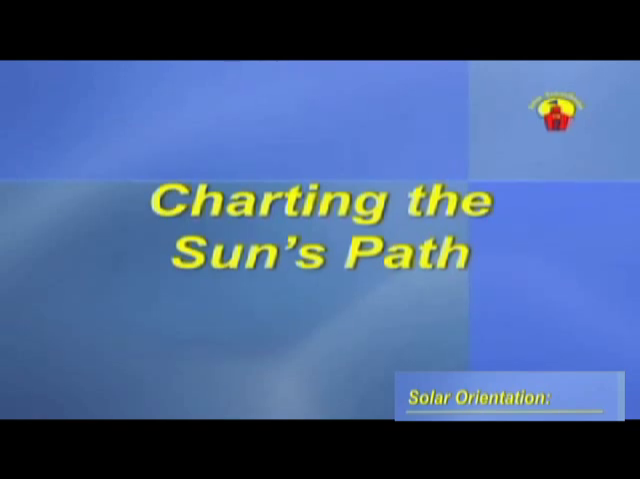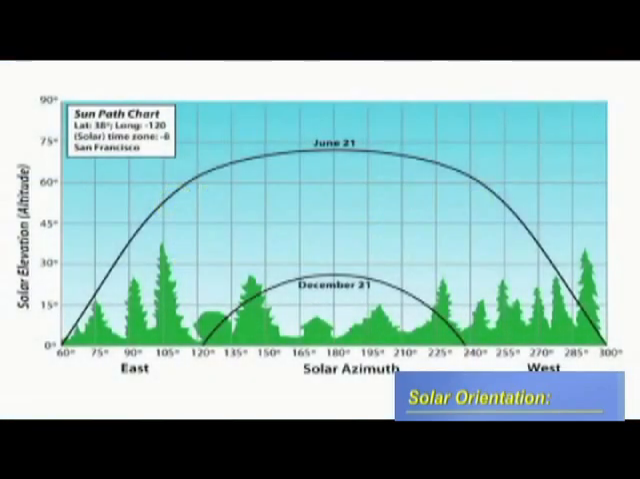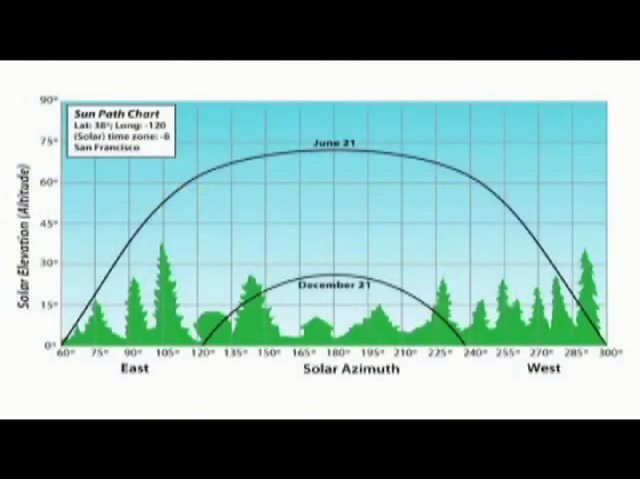This kind of chart is called a sun path chart, and it shows what the sun's path looks like from the Earth's surface. This is a sun path chart for San Francisco, California, and it shows what we'd see if we looked toward the South Pole at this location. On the left side of the chart, we measure the sun's altitude, or height above the horizon. This is also called solar elevation. It starts at 0 degrees at the horizon and goes up to 90 degrees, or directly overhead.